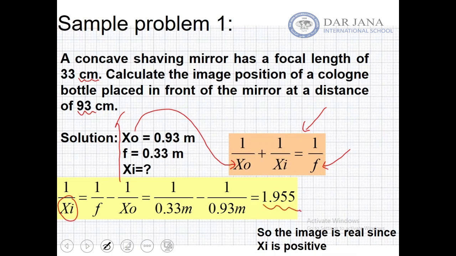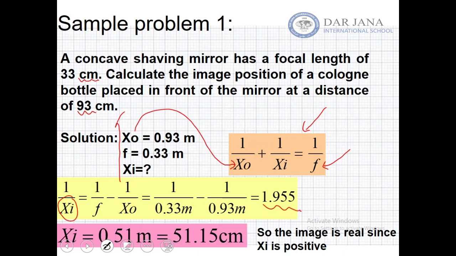Guys, we are not finished yet. We need to find Xi, not 1 over Xi. So simply, once you reach this step, we're going to do the reciprocal, I mean 1 over Xi on both sides. So here we will get Xi equal 0.51 meters, which is the same as 51.15 centimeters. So far, so good.